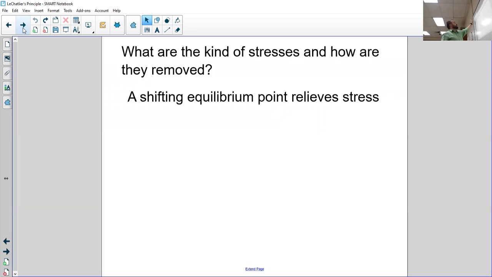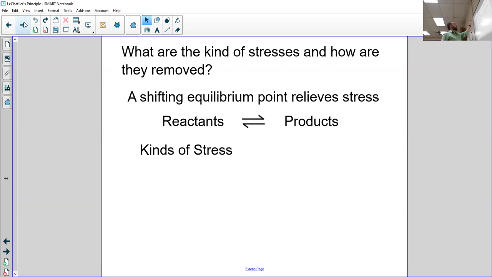So there's a few different types of stress that we're going to talk about today. A shifting equilibrium point is going to relieve the stress. So instead of having our reactants go straight to products, in an equilibrium reaction, we have them in equilibrium. So we use this double-pointed arrow to show that it's shifting between reactants and products. The shifting point between products and reactants is going to relieve the stresses.